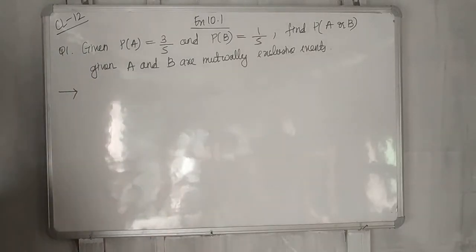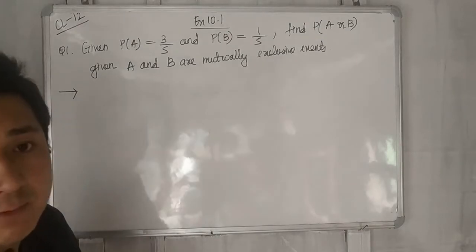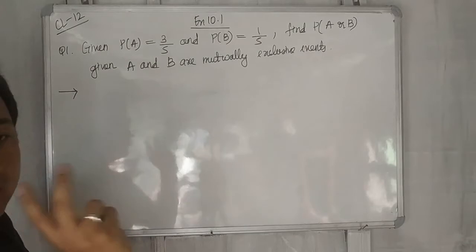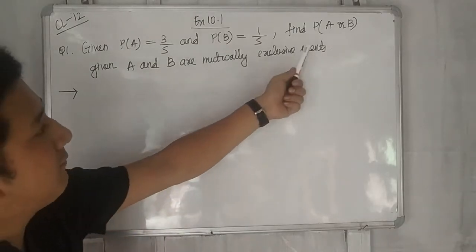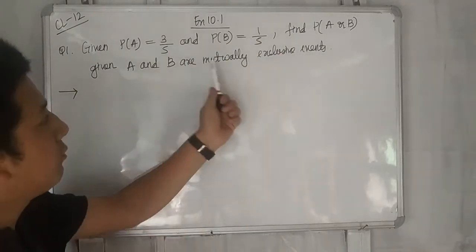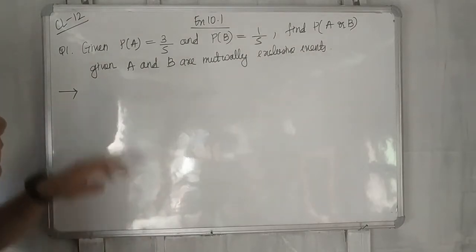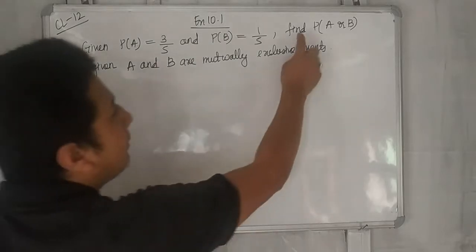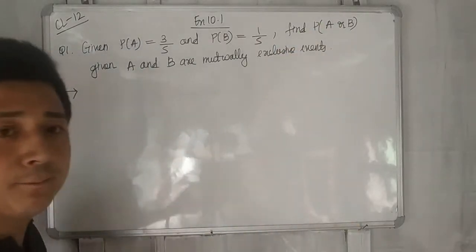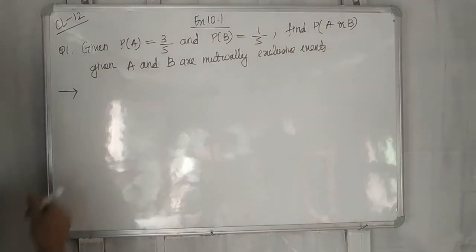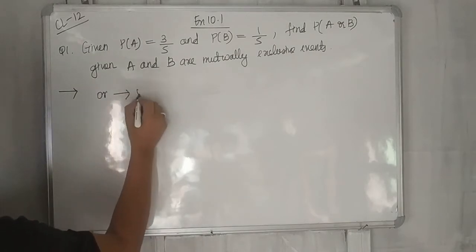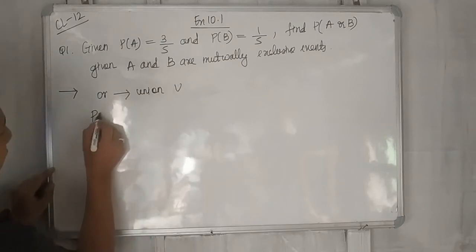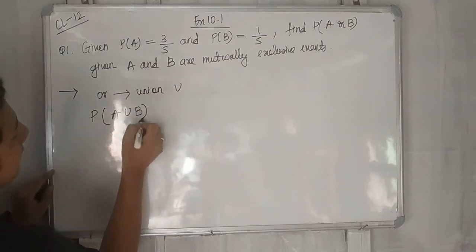Right? So in question number 1, it's given that A and B are two events, mutually exclusive events. Given that P of A is 3 by 5, P of B is 1 by 5, we are asked to find P of A or B. Now P of A or B means, or means union. This symbol. So we are asked to find probability of A union B.